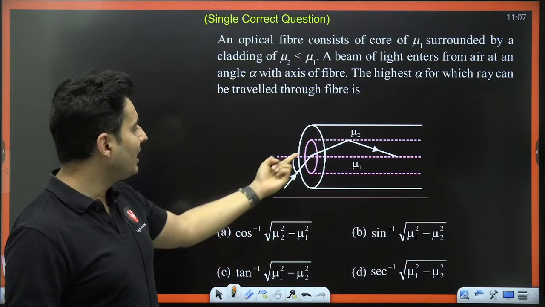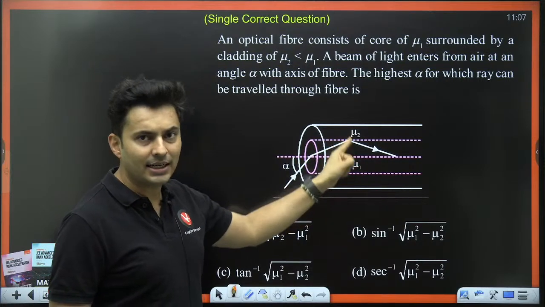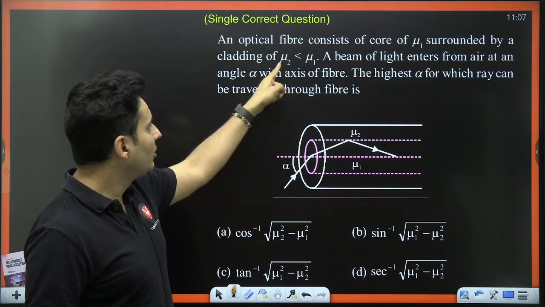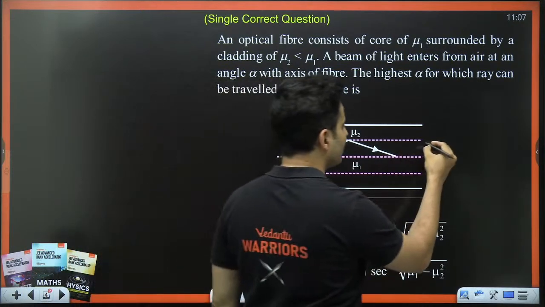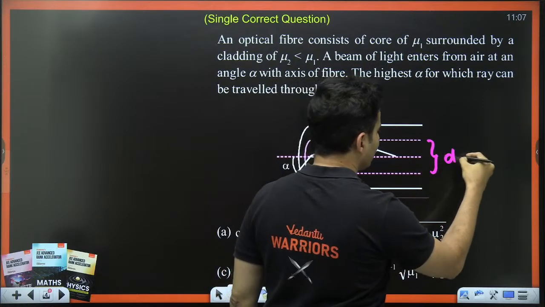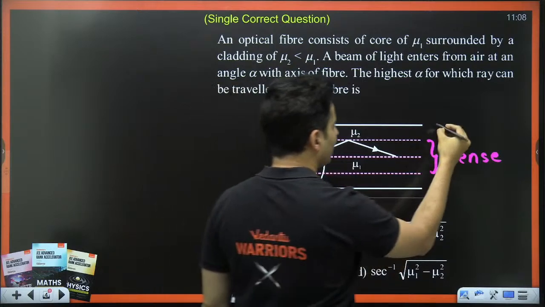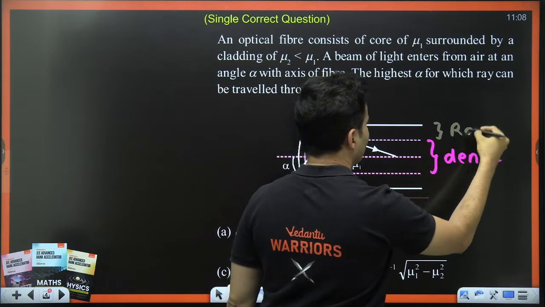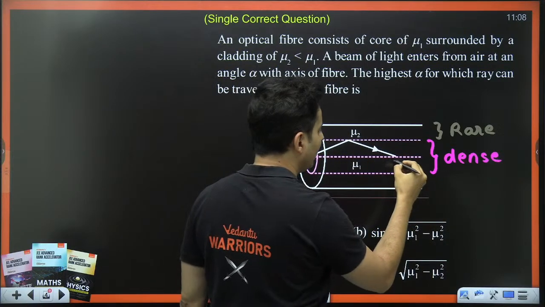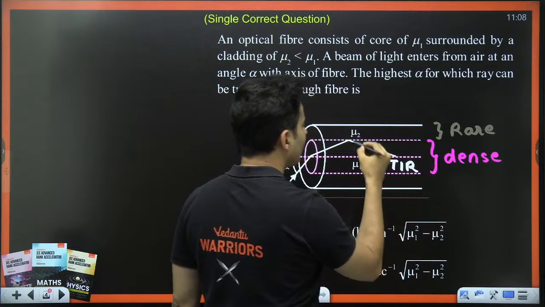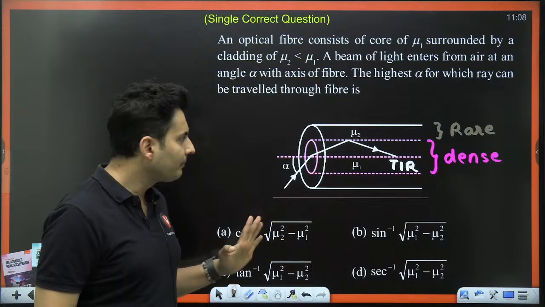A beam of light which enters from here gets refracted and then totally internally reflected inside, because you can see μ2 is less than μ1. That means the one which is inside over here is dense medium, and the one which is over here, this particular part, is nothing but rare medium. So that is the reason why this particular ray of light will get totally internally reflected at this particular point. The question is, what is the value of alpha?